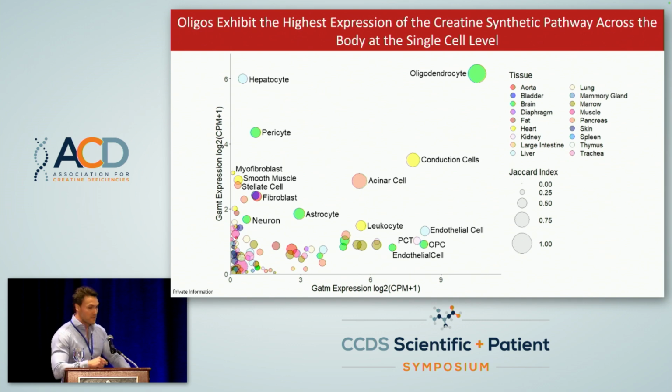When we made this plot, one thing that stuck out to us was this big cell up here. Those are oligodendrocytes in the brain. Even though the dogma had been that the kidney and liver participate in forming creatine for export to the rest of the body, it looked to us like the oligodendrocyte was a powerhouse that could be generating creatine all by itself. Importantly, there was a high degree of overlap of both AGAT and GAMT expression in oligodendrocytes.